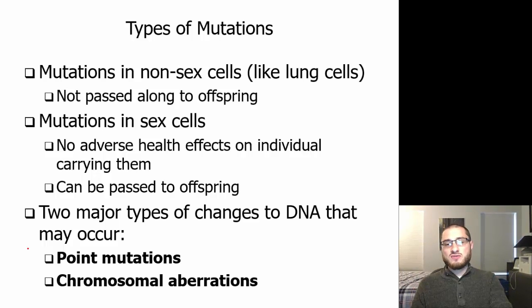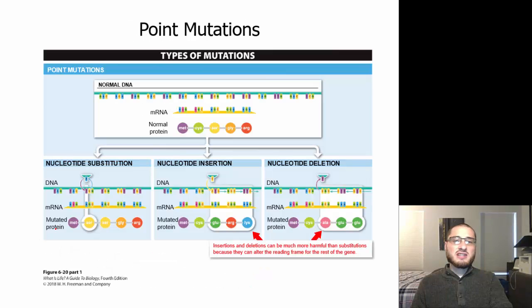There's two major types of changes to DNA that may occur. You can have point mutations, or you can have chromosomal aberrations. We like to talk about point mutations because this is where we see just a little change in the DNA. So there's different types of point mutations, where you're going to have a substitution, where one letter is substituted for another letter.